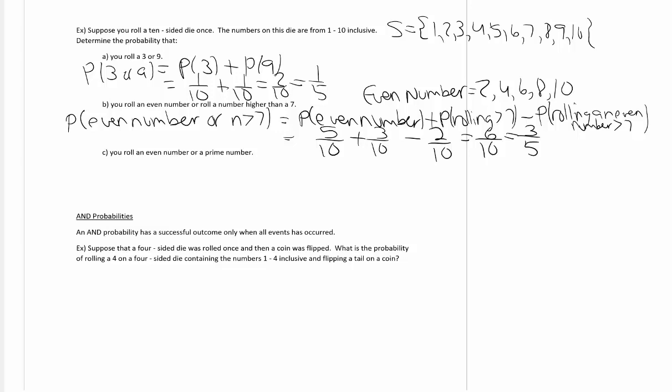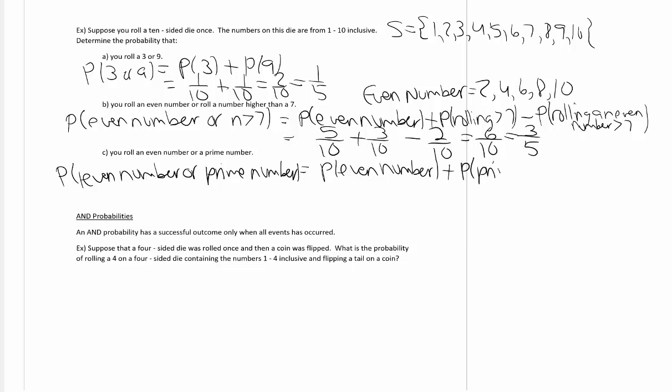Okay, let's take a look at part C. You roll either an even number or a prime number. So let's write it out. So again, this is the probability of rolling an even number plus the probability of rolling a prime number minus the probability of an even prime number. Okay, even we've already done, that's 5 out of 10.